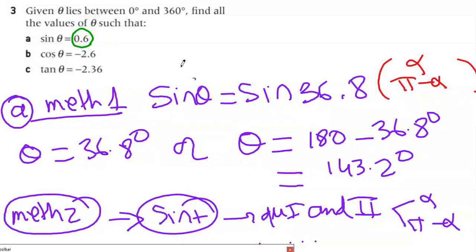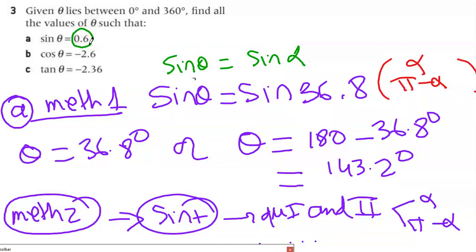It means I'm now solving the equation sine theta is equal to sine alpha. So theta is equal, when I'm solving sine, which two angles have the same sine? It's alpha and pi minus alpha. So I will solve theta is equal to 36 degrees, or theta is equal to pi minus 36 degrees.